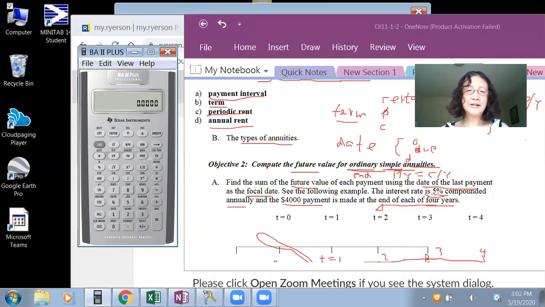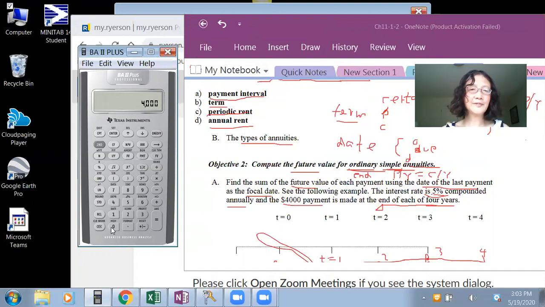N in this example is 4 years, so you type in 4, then press N. I/Y means interest. Interest is 5% compounded annually. In this calculator, you do not enter the percent sign. You just enter 5, then I/Y. The calculator will automatically consider this as 5%. PV is the present value, not given, so you enter 0 as a precaution to clear any previous entries. So 0, PV.